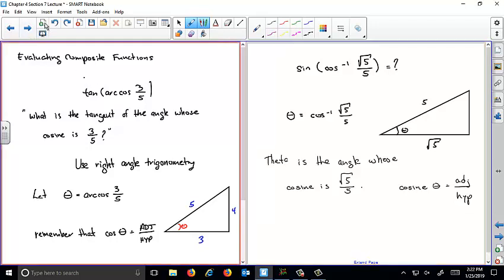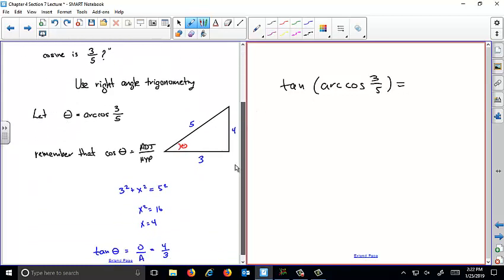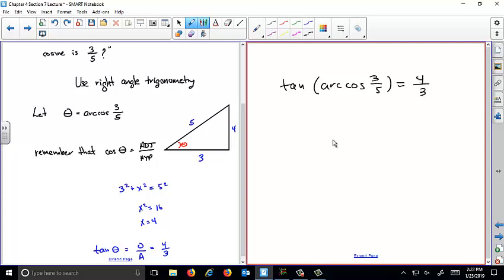So let's add a page here. When somebody asks you, what is the tangent of the arc cosine of 3/5? The answer is 4/3. But you have to go through this whole triangular thing. When the arguments are positive like this, it's easy to put it in the context of a right triangle. Now, let's say they had the arc cosine of negative 3/5. How are we going to do that? Well, we'll talk about that.